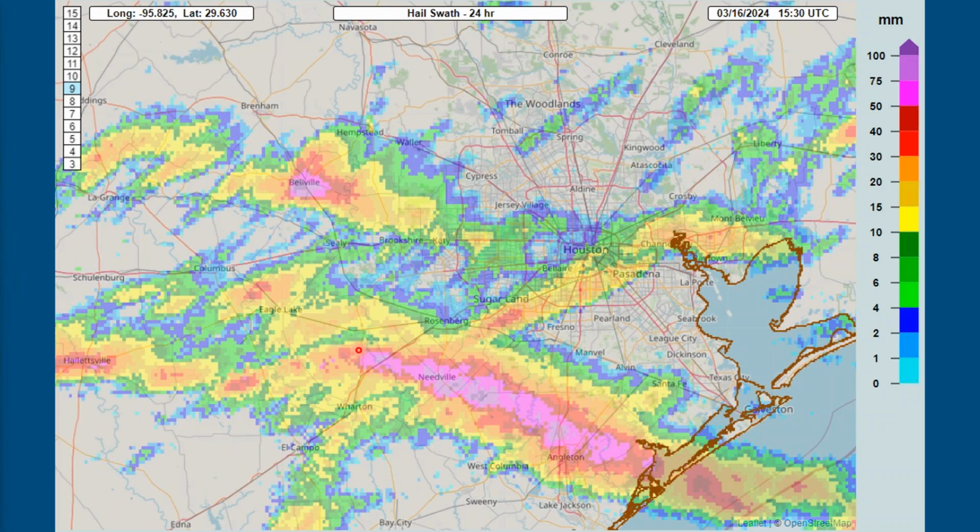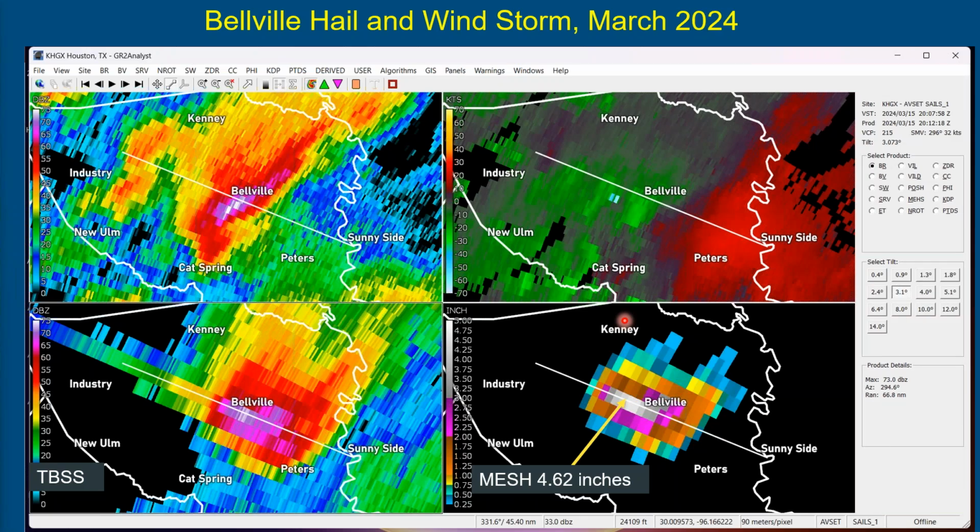But look, there's another hail swath too that worked its way through Needville, down through Danbury and Angleton, and then offshore. So this second path was a supercell storm, and what I want to do is show you some more data from those areas. So here is the Belleville storm.